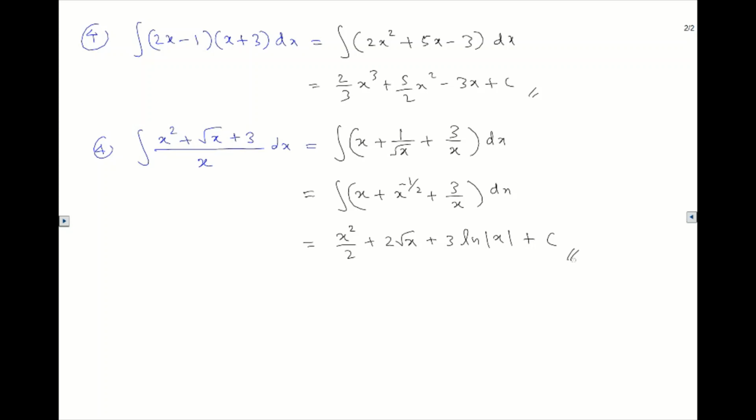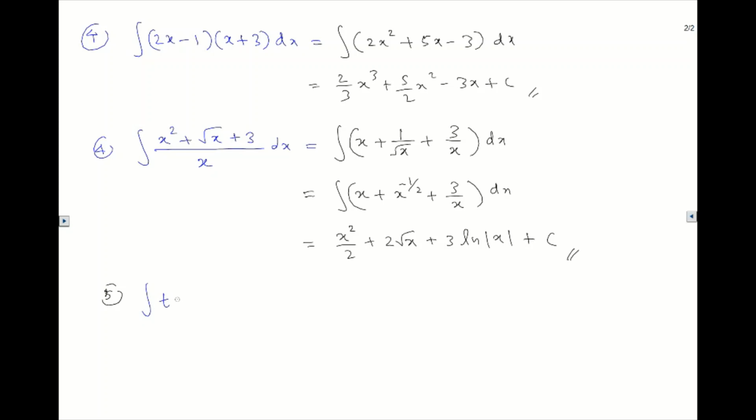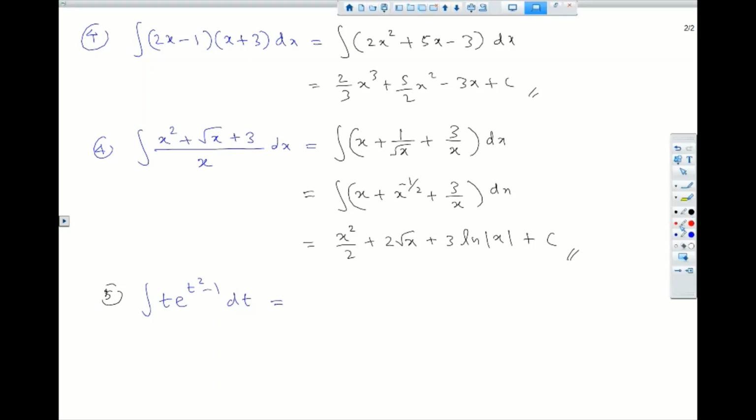And let's do number 5. So number 5 is, how about this problem? So it is t e to the t squared minus 1 dt, and then you can see that this is a very simple problem. The reason is, you can see t is the derivative of t squared minus 1 without the constant. So the constant you can always manipulate.